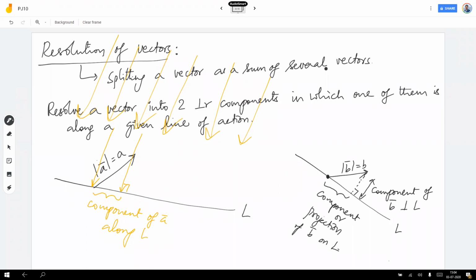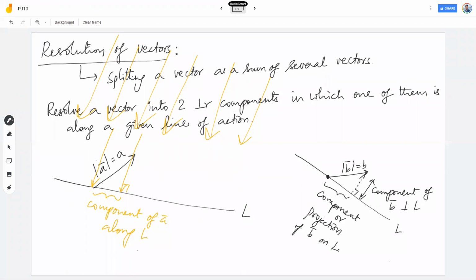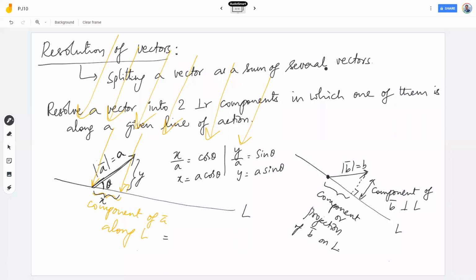Okay, so these are the components. How to calculate that component? How to find the value of the component? Say, for example, coming back to the A example, the vector A bar makes an angle theta with the line L. Then how do I find the component of A bar along L? Let us say this component is X and this component is Y. How do I find X and Y? Using basic trigonometry, this length is nothing but A and this angle is theta. X is the adjacent side to theta, so X by A is equal to cos theta. Therefore, X becomes A times cos theta. Similarly, using the opposite side, Y by A is equal to sin theta. Therefore, Y becomes A sin theta. That is how you find components of a vector.